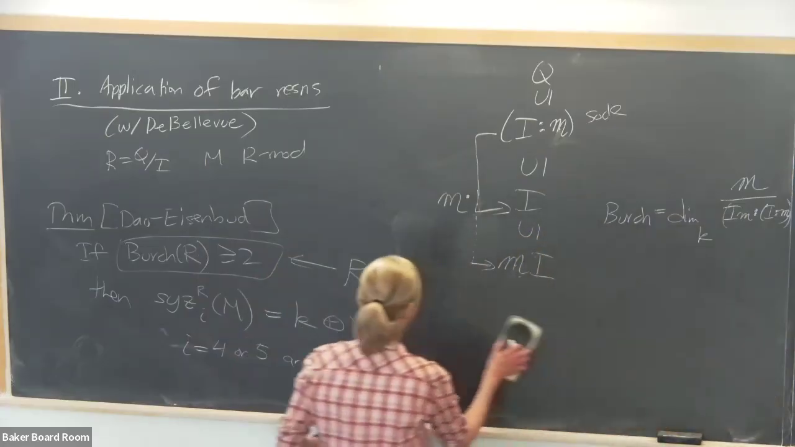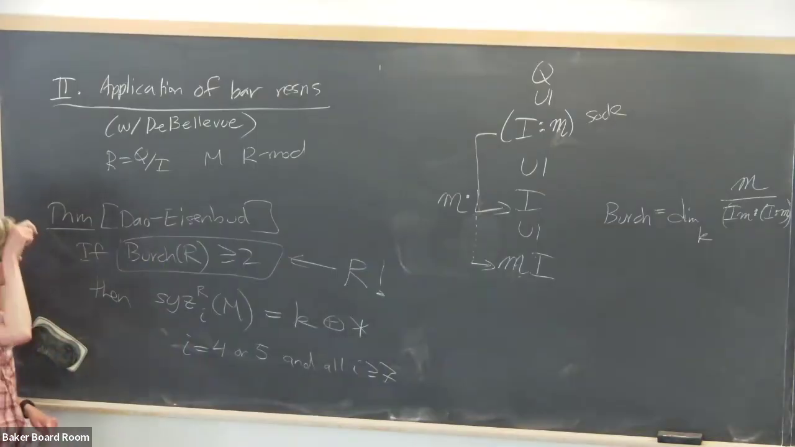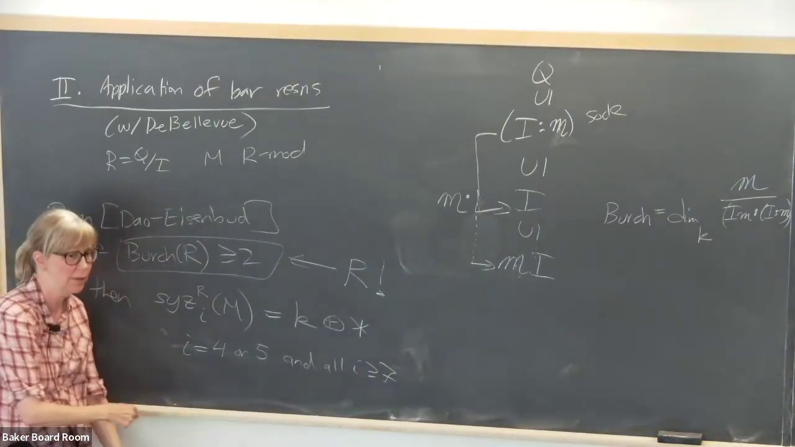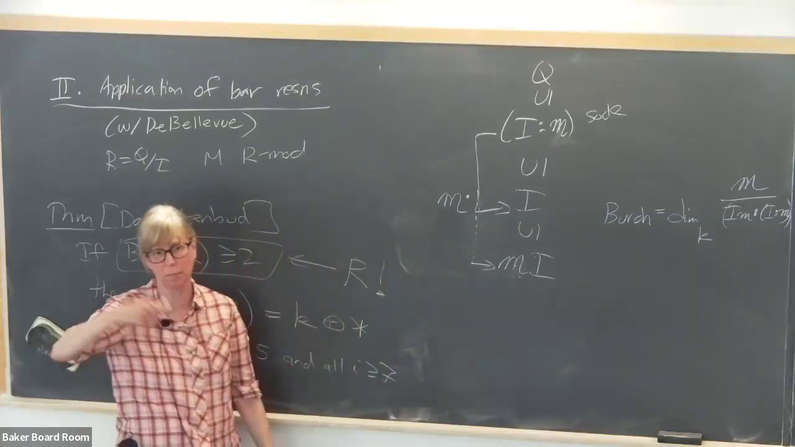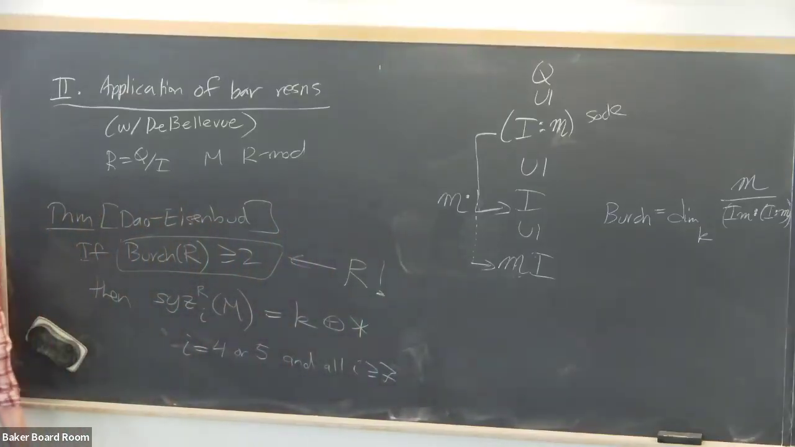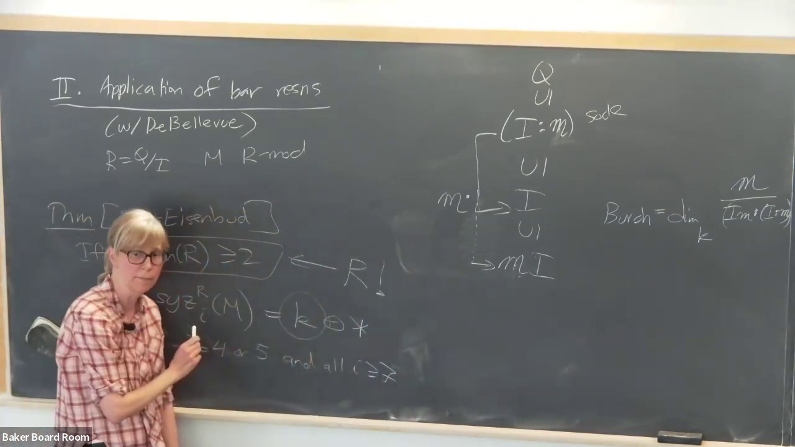Okay, but what Michael and I did was we gave a different proof of this using the bar resolution by finding some special cycles that just keep appearing and appearing in the bar resolution, and actually are giving you these summands that split out.